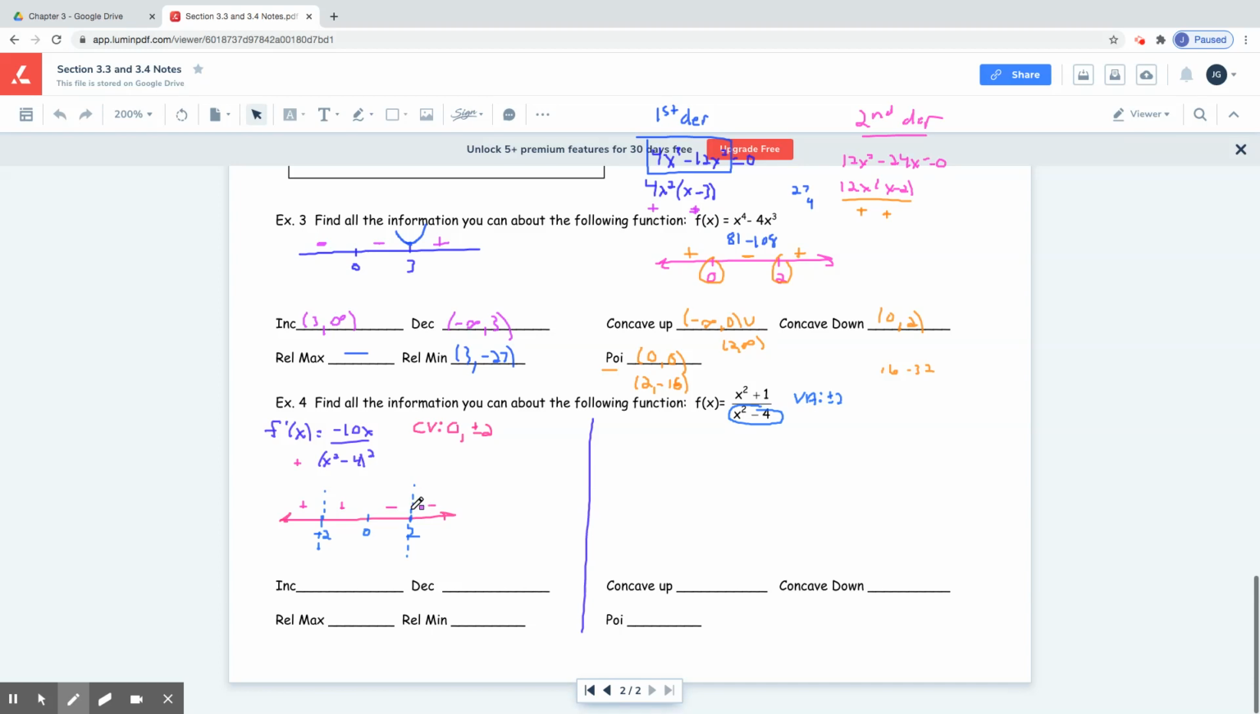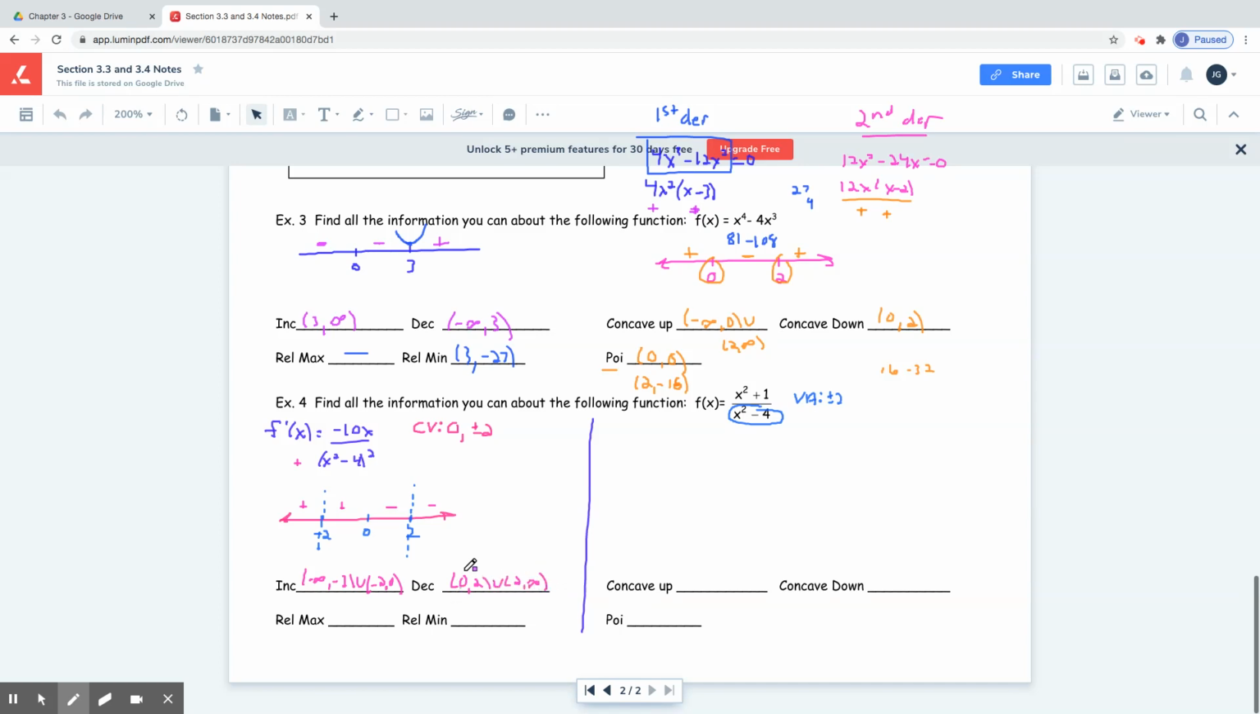All right, so that means we're increasing. Now, normally it would be from negative infinity to 0, but because of the asymptote, we have to write a union sign. So it's negative infinity to -2 union -2 to 0. And the same thing with decreasing: it's 0 to 2 union 2 to infinity.